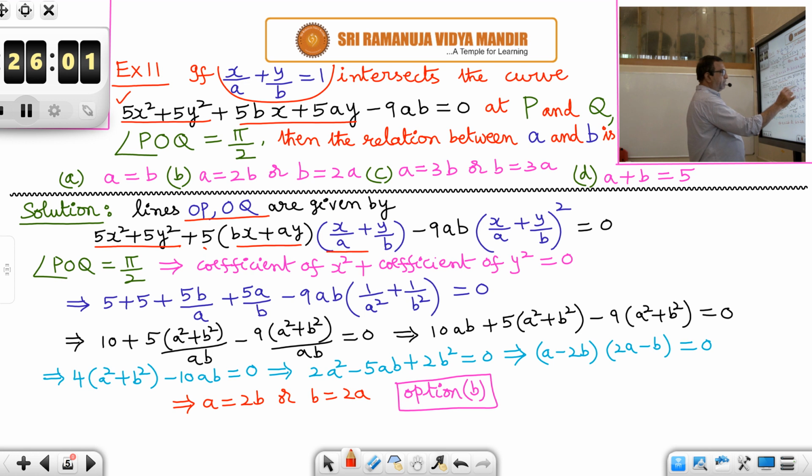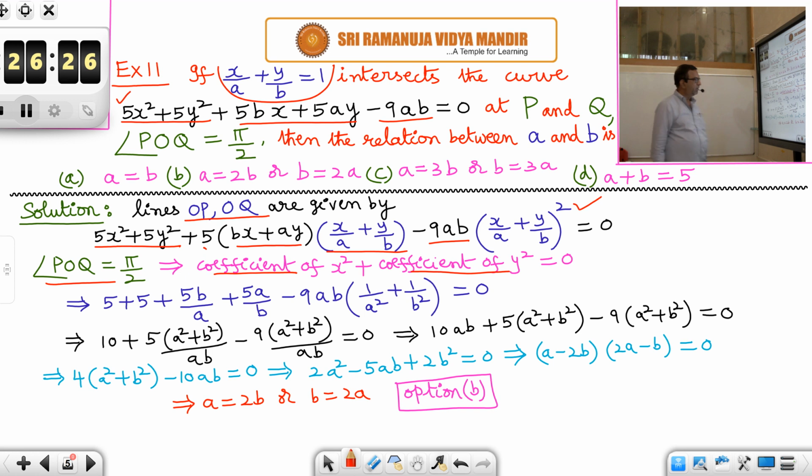So multiply by 1 means multiply by x by a plus y by b. Next, the constant term is what? Minus 9ab. Minus 9ab must be multiplied by 1 squared. That means x by a plus y by b whole square. Okay. Don't expand it. Angle POQ pi by 2 means what? The coefficient of x square plus the coefficient of y square in this equation should be 0. So the coefficient of x square is 5, the coefficient of y square is 5.